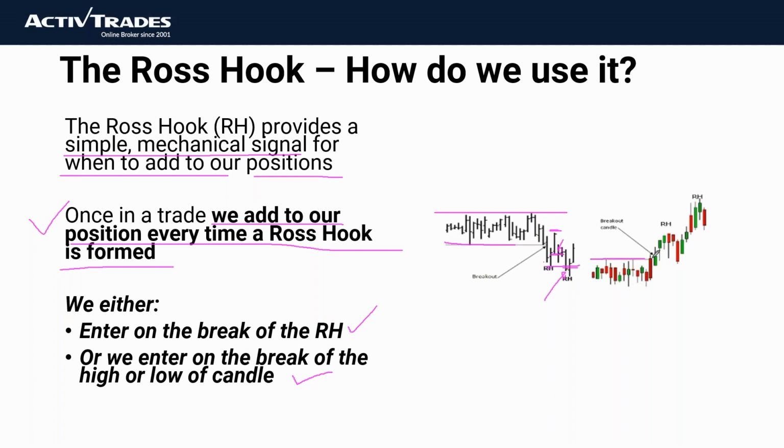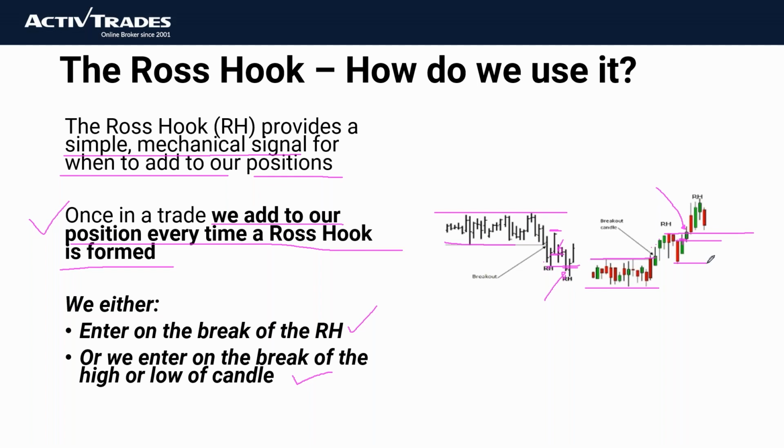So in this particular case, where we see prices sideways, prices have broken out, prices moved up, we then get a Ross hook here, okay? And your choice would be, do I either add when price breaks the Ross hook, or do I look to add as price falls back, and then as the bullish momentum returns, do I enter back in here with my stop beneath that recent low? That's what we'd be looking for, okay?